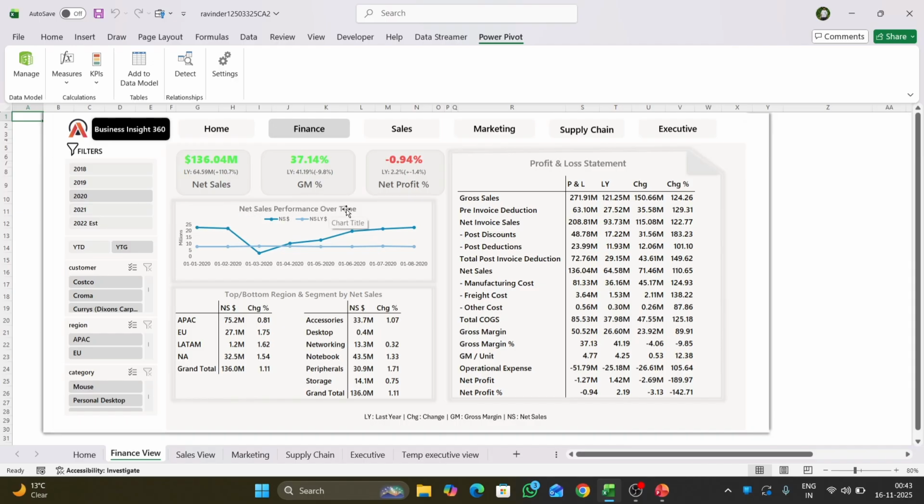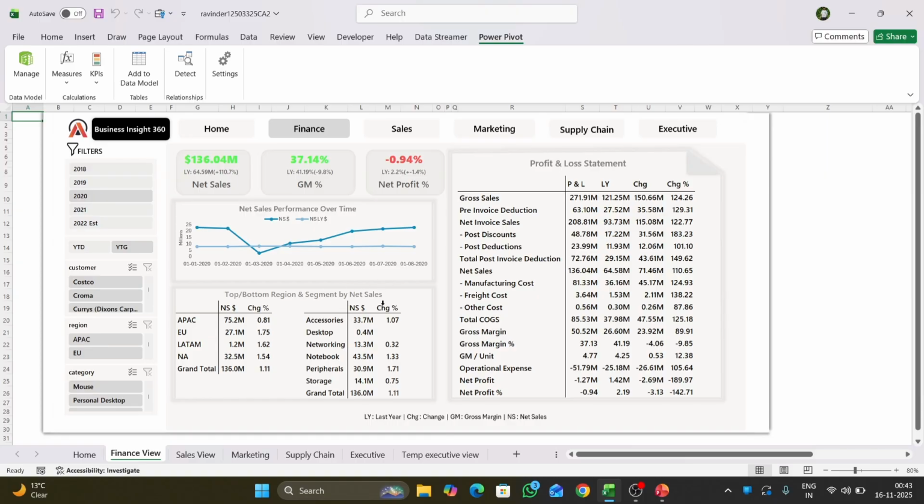Then we have net sales performance over time. This line chart compares current year net sales with last year net sales month by month. It highlights revenue growth, dips, and seasonal patterns. Then we have regional sales distribution. In this table, we have net sales and gross margin percentage for APAC, EU, LATAM, and NA. As we can see in this table, APAC is the highest performing region here.